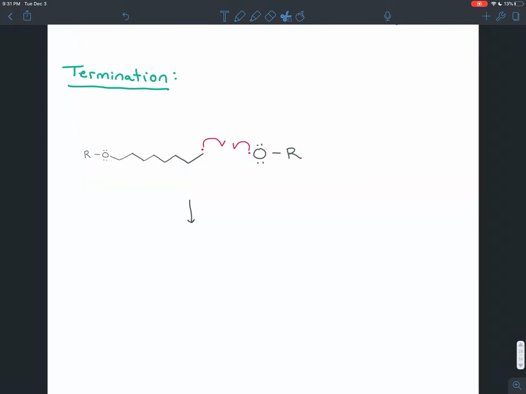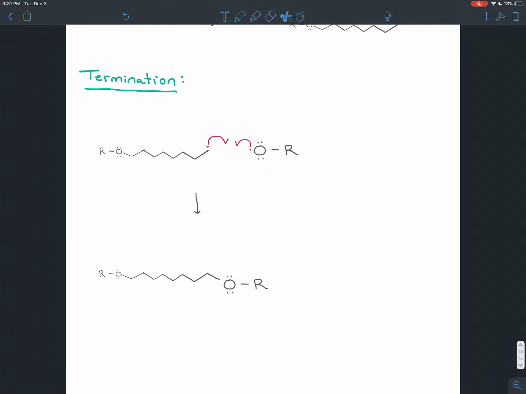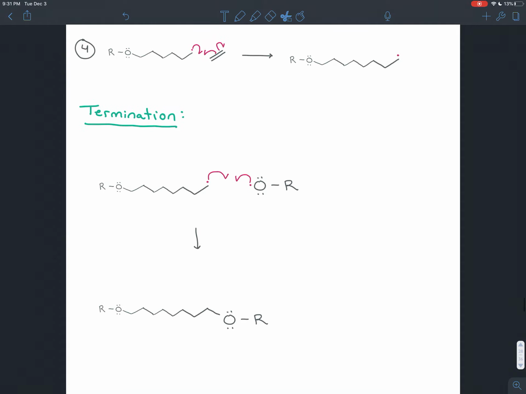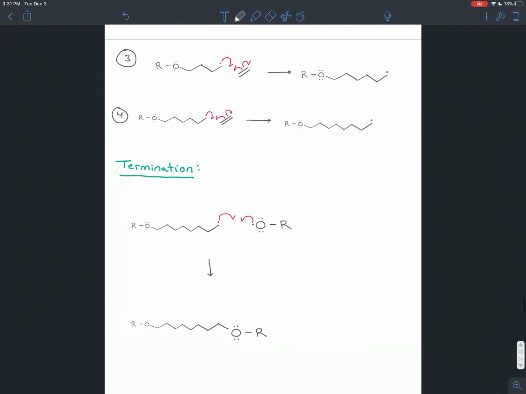And what you'd get from that is that new bond there. And then you have a relatively stable molecule. And you don't have any radicals anymore, so the story of this radical reaction is over at this point.